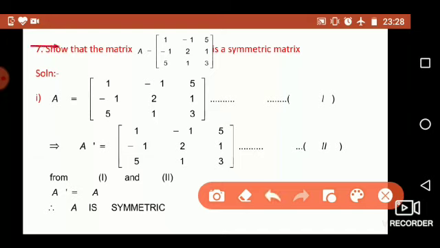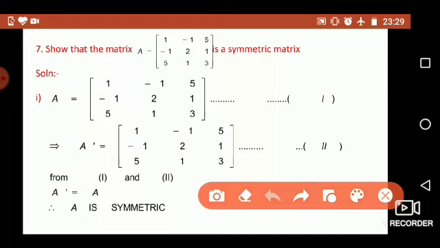Matrix A is equal to containing the elements 1, minus 1, 5 in the first row, the second row elements are minus 1, 2, 1, and the third row elements are 5, 1, 3. Is a symmetric matrix. You have to show that the given matrix is a symmetric matrix.